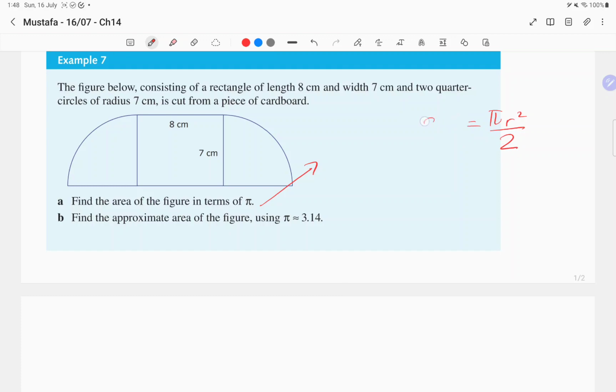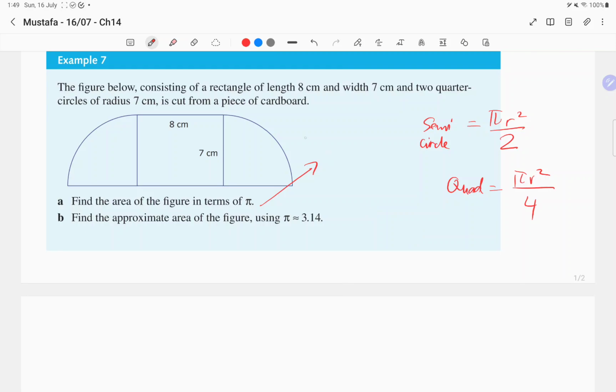So semicircle, right? A semicircle is the main area divided by 2. It's just half of that. It's like a quadrant is the area of a circle divided by 4, because there are 4 pieces. Yeah, so that's it.